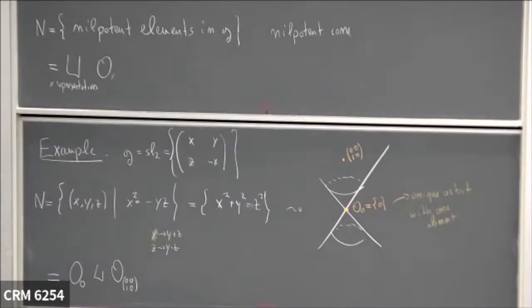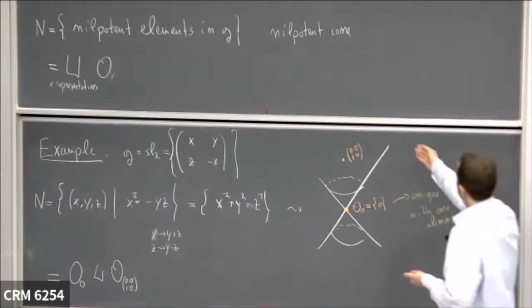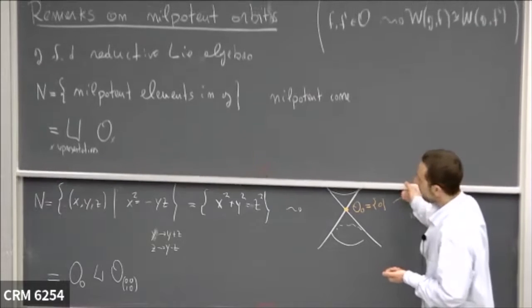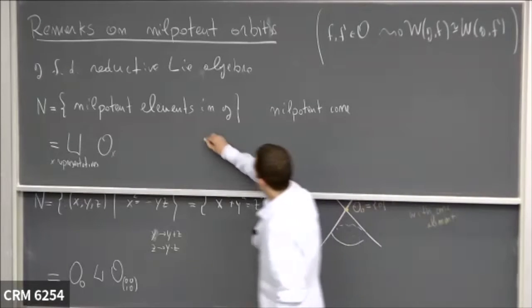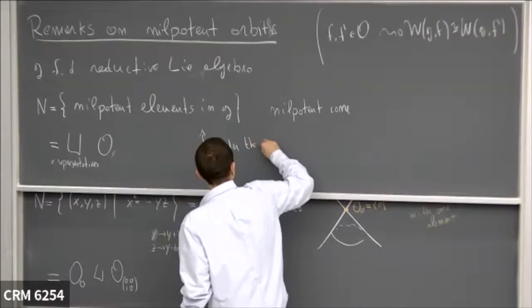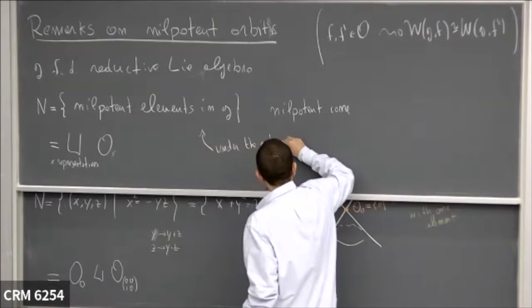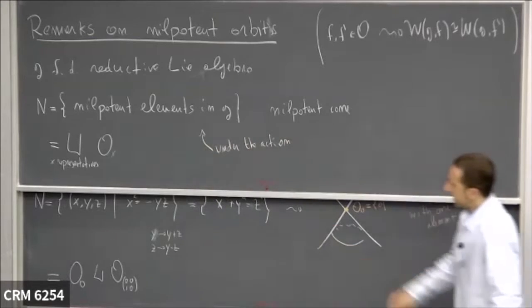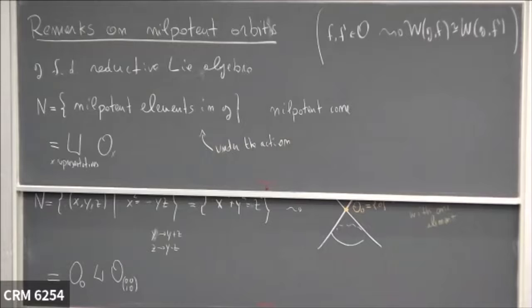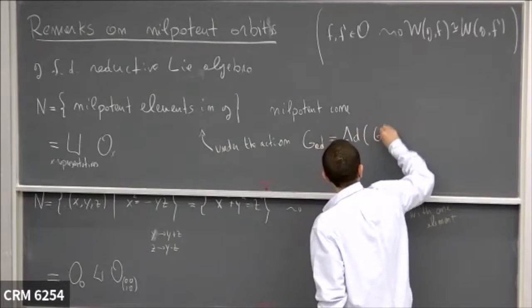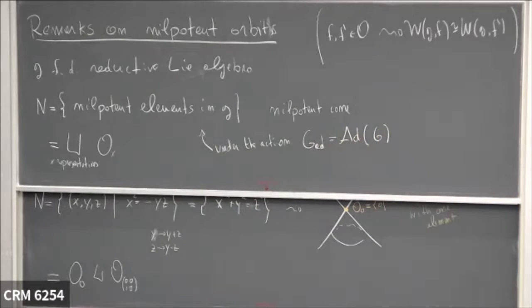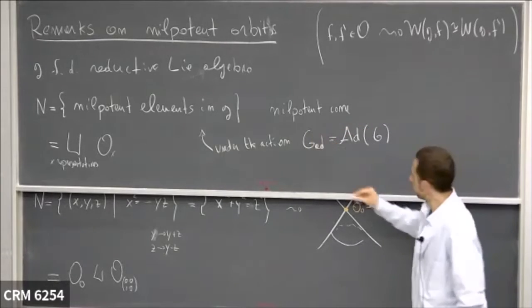Sorry, orbit under the adjoint action of the Lie group? Oh, yeah. I should have specified this. So let's say under the action of, so for GLN, SLN, it's not important, but let's say the adjoint group. The adjoint group is the image under the adjoint representation of the Lie group associated, the Lie group whose Lie algebra is G.